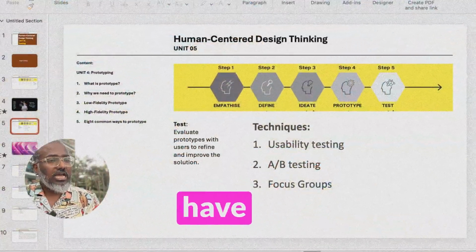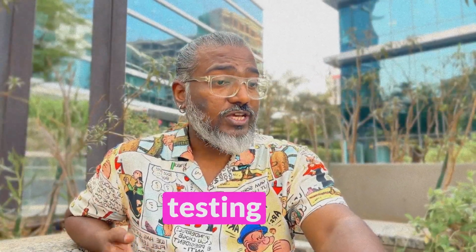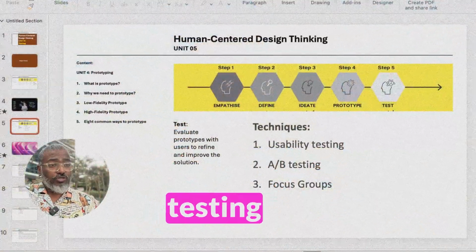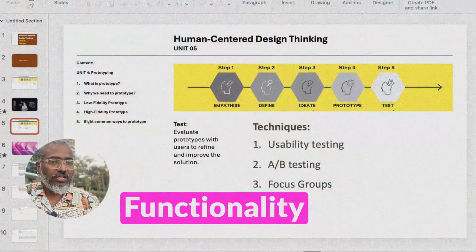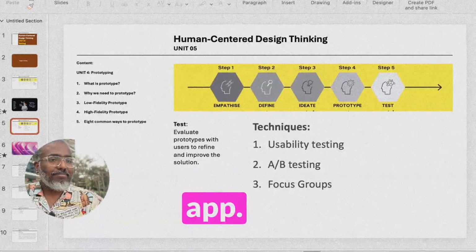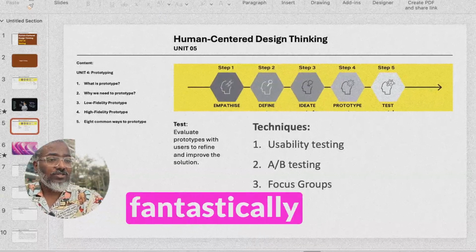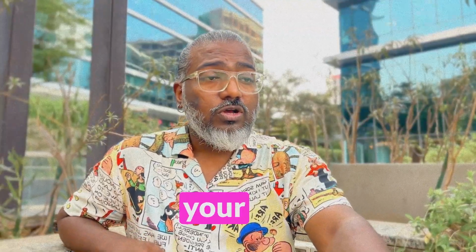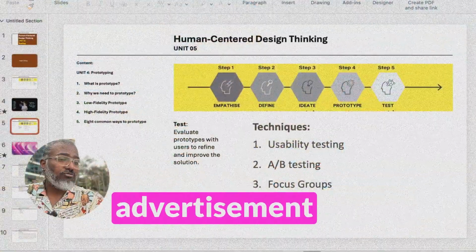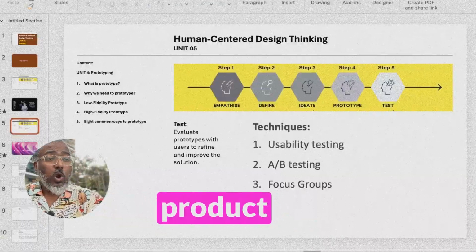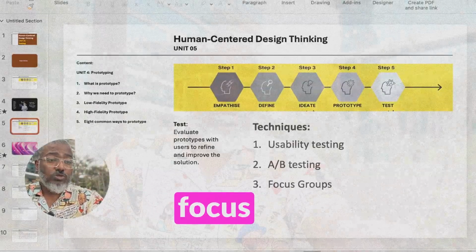Of course, each one has its own benefits, and you can pick and choose according to what kind of testing you're doing. For example, if you're testing website functionality or an app, usability testing works fantastically. If you're testing a digital banner or advertisements, or you want to test your YouTube thumbnail, A/B testing works best. If you're testing an advertisement campaign, or a product for that matter, the focus group technique works best.